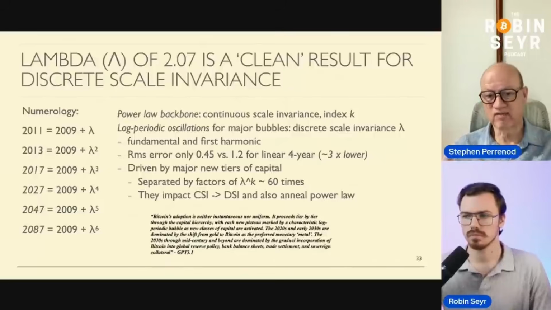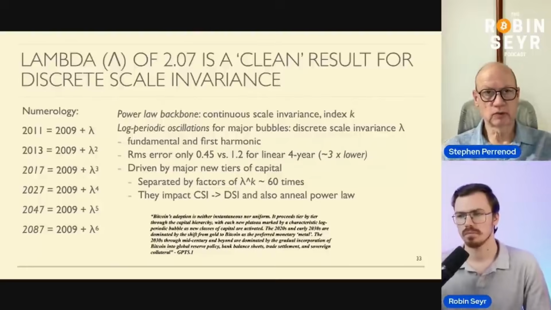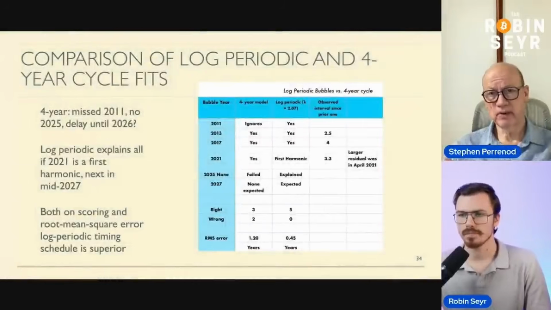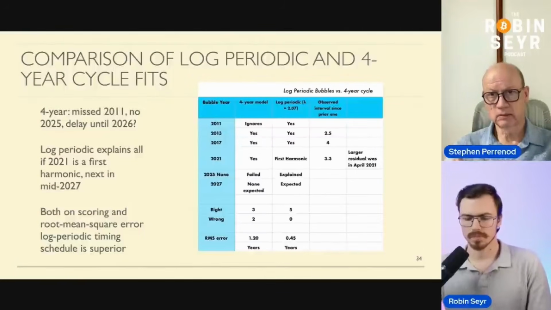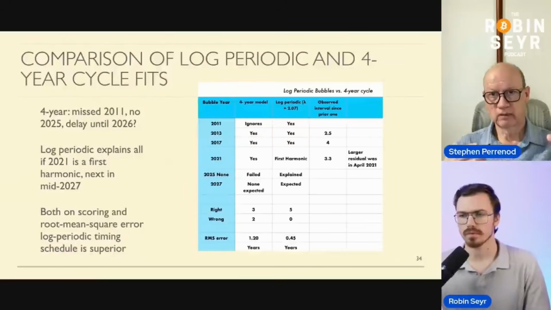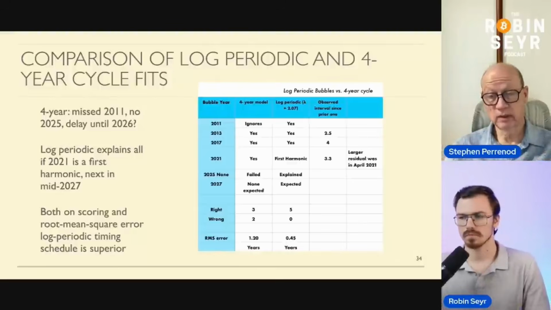So once you activate, people come in, right? They can't resist. That's the nature of bubbles in human psychology. So if we compare the Fourier model to the log periodic model, the Fourier model ignored 2011, but the log periodic model addresses it. And the log periodic model says 2021 was a first harmonic. The Fourier model said we should have had a bubble in 2025, but it failed. But the log periodic model explains that we didn't have one.